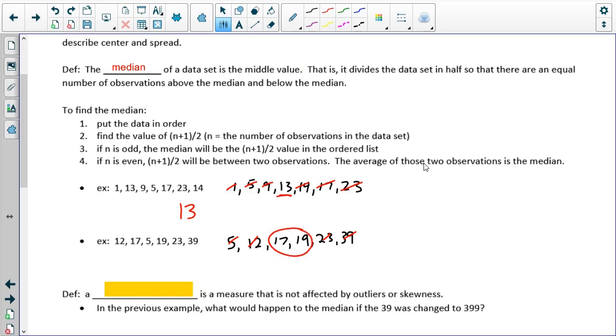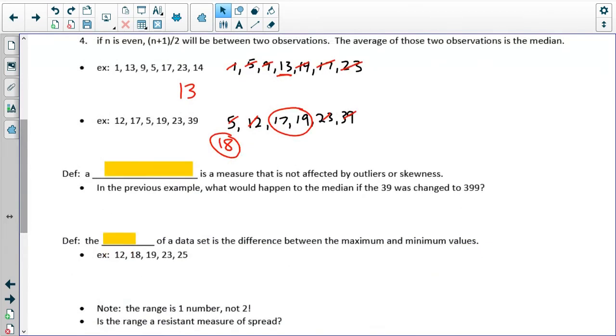And then what we would do is average, or take the mean of, the 2 values. So in this case, the median of the data set is 18. If it ends up being a decimal, that's okay. It could end up being something .5, and that would be fine. So that's how you find a median of a data set.